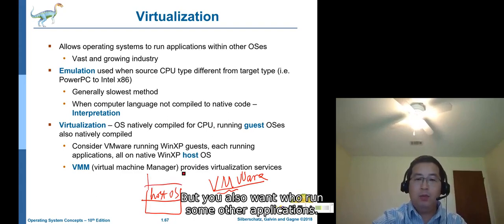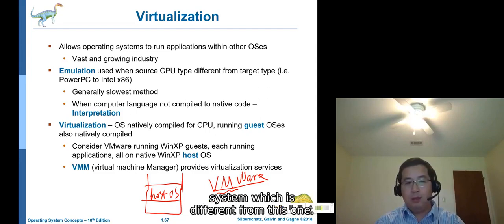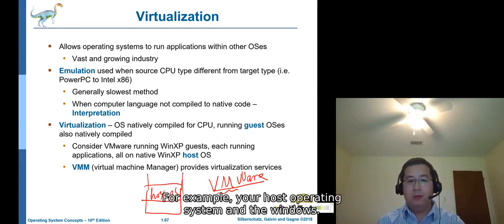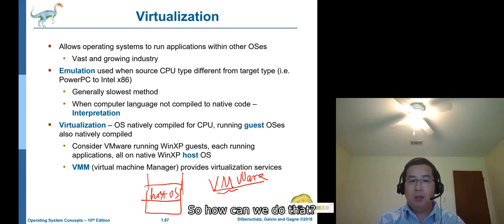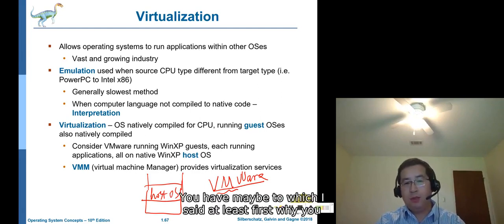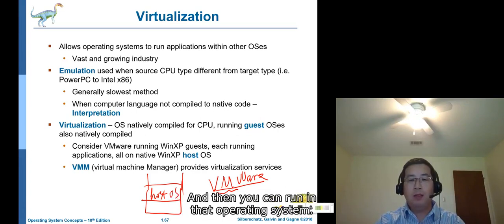But you may also want to run applications developed for another operating system which is different from this one. For example, your host operating system is Windows, but you want to run a Linux application. How can we do that? You have at least two choices. First, you install a Linux operating system on your hardware, so you have a dual operating system on your computer, and then you can run it in that operating system.